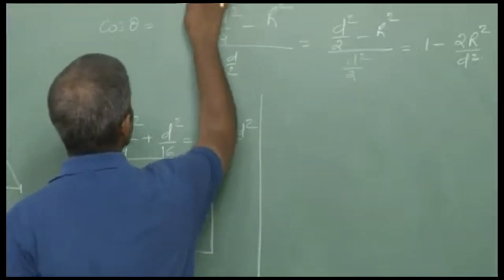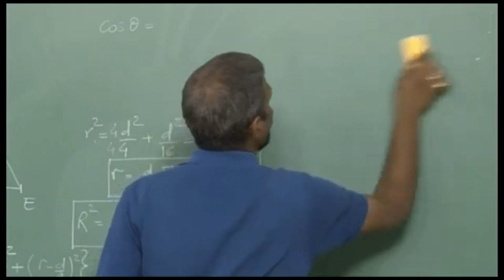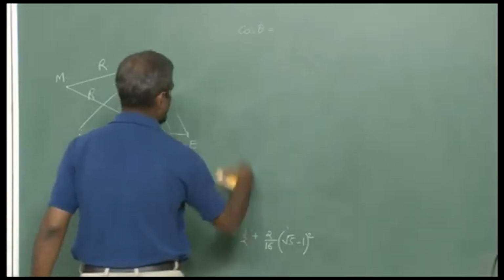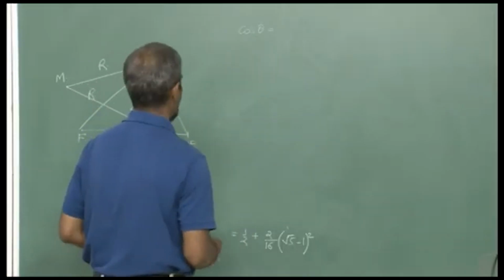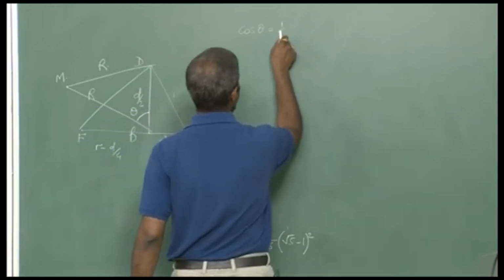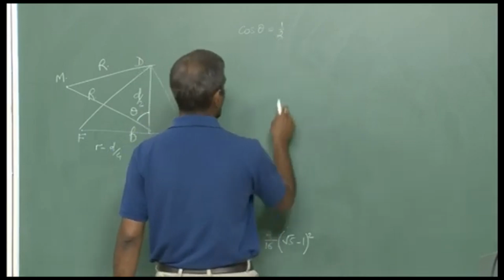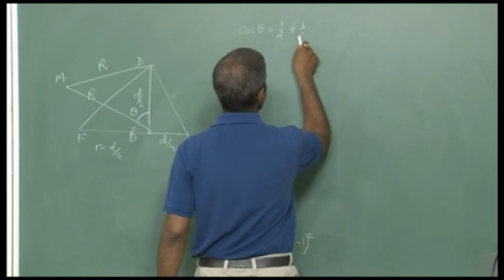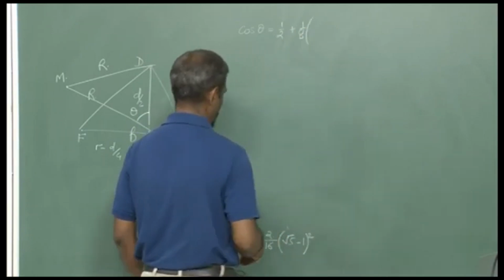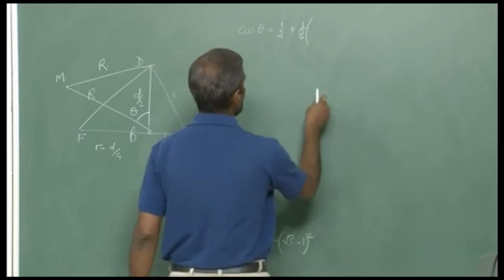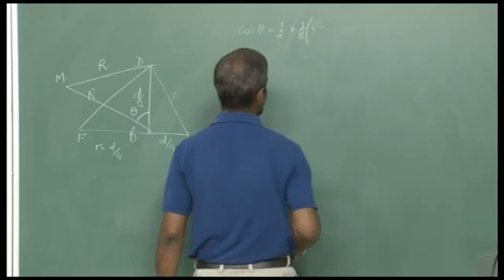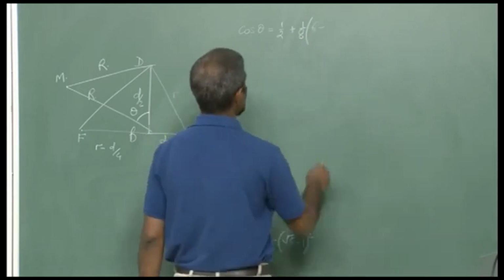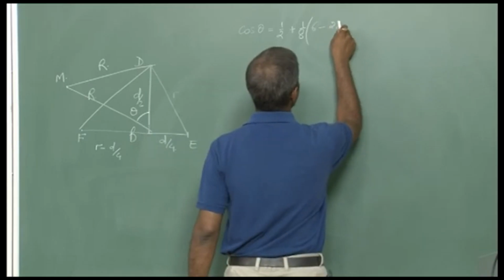Well, let me erase this and take this thing up over there. So this is half plus 1 over 8, and this is 5 plus 1, 6 minus 2 root of 5.